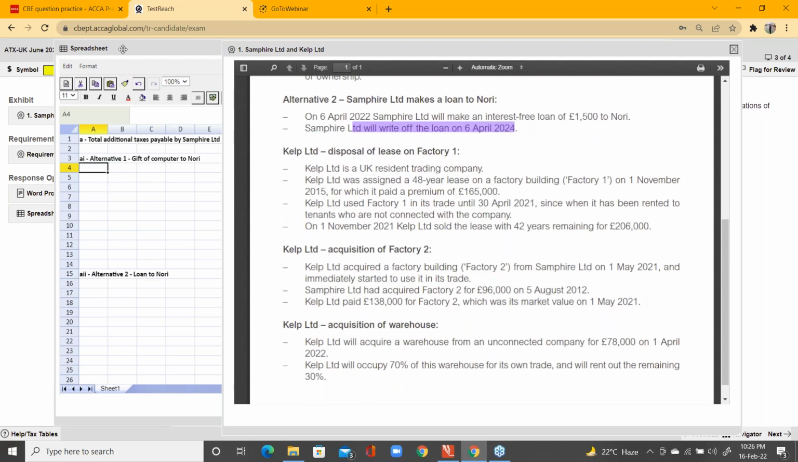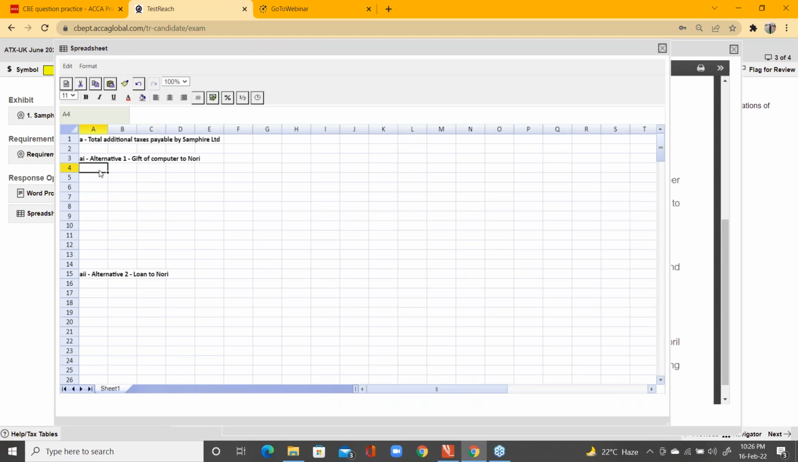But let's talk about alternative 1, where the closed company is providing an asset to the shareholder who is also an employee of the company. What are the implications for both the person and the company? Basically, we have to calculate the total additional tax payable by S Limited under both alternatives. It's very interesting.